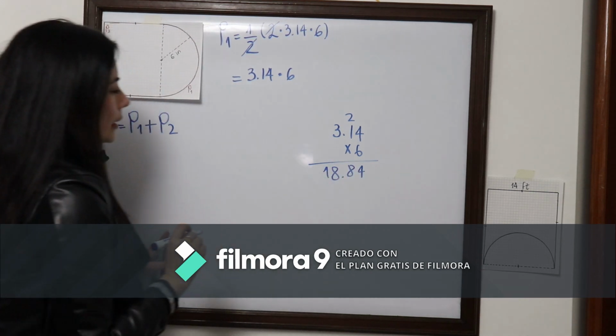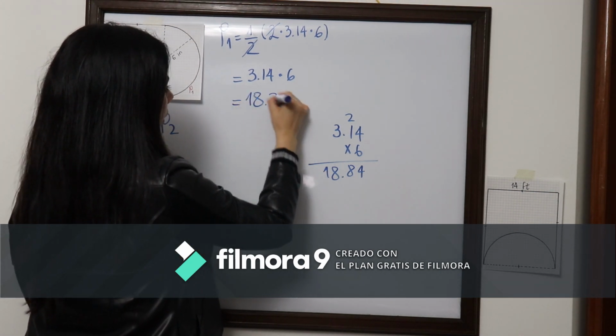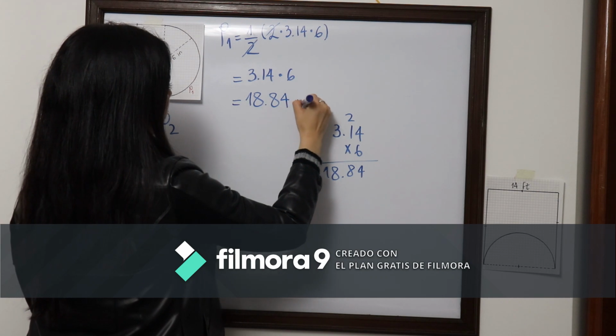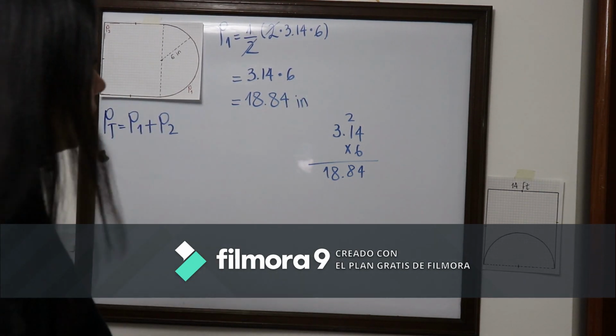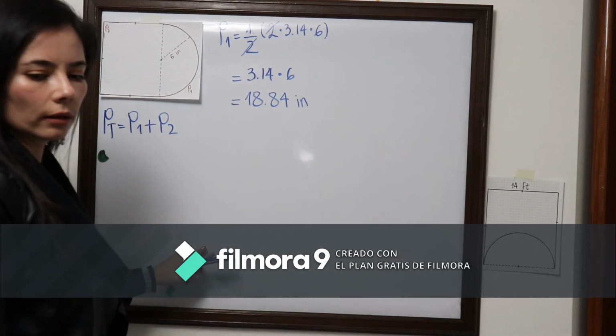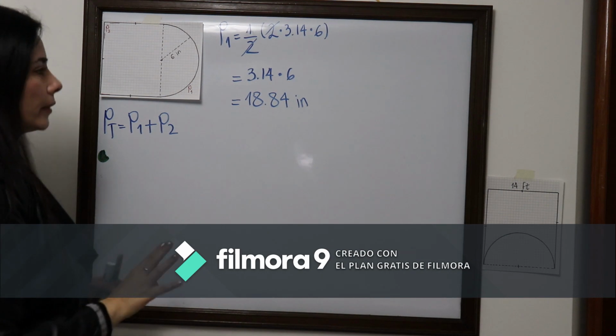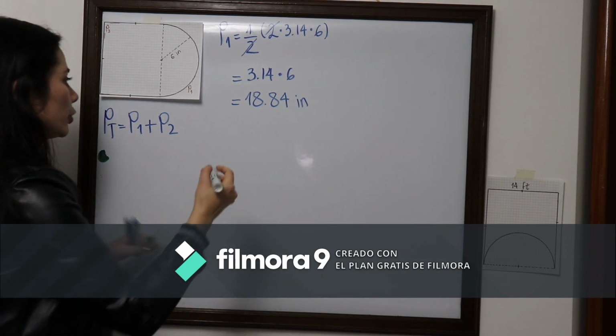That's why I placed the decimal point over there. And so this is going to be 18.84 inches. That is for the semicircle we have right there. So we only need half of the circumference.